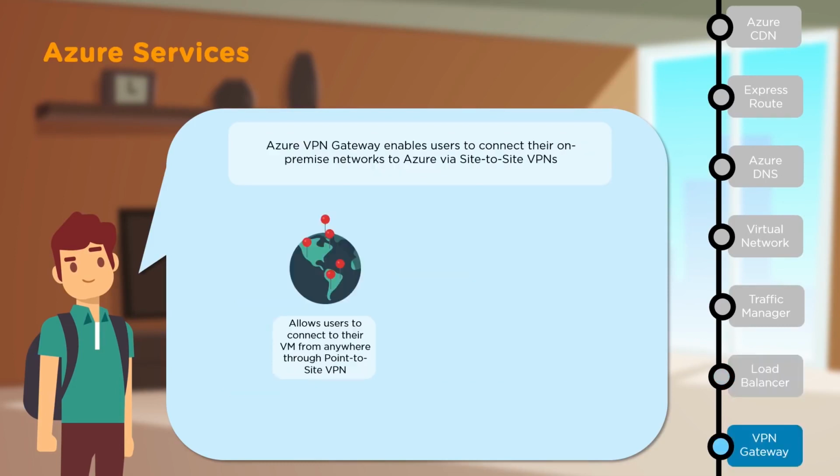Finally, we have Azure VPN Gateway. Now this allows users to connect their on-premise networks to Azure using a site-to-site VPN. Now this allows users to connect their virtual machine to anywhere in the world through a point-to-site VPN. And also it's very easy to manage and is highly available.